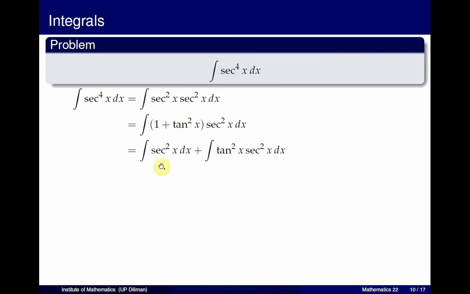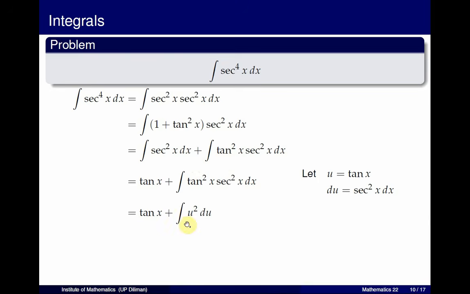And notice that the first integral can be evaluated directly. So you'll get tangent x, and then let's copy the second integral. So as I've said a while ago, we want u to be tangent x, so that du will be secant squared x dx. And let's apply this substitution now to the second integral, or the integral that's left. So using the substitution, our integral here, the integral of tangent squared x secant squared x dx, becomes the integral of u squared du. And this is just a polynomial, so we can directly integrate this.